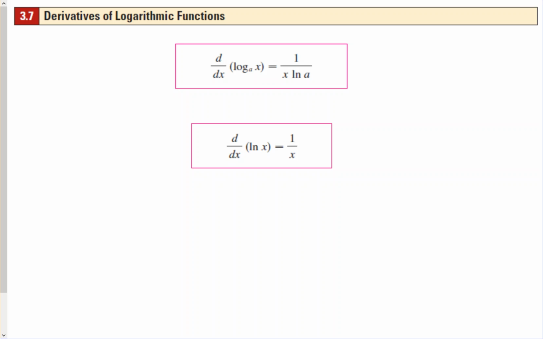So in this section we're going to be looking at using implicit differentiation to find derivatives of logarithmic functions. In particular, we're going to be looking at the natural log function, ln x. So it's important to remember the forms for taking the derivative: the derivative of log base a of x and the derivative of ln x, so natural log of x.